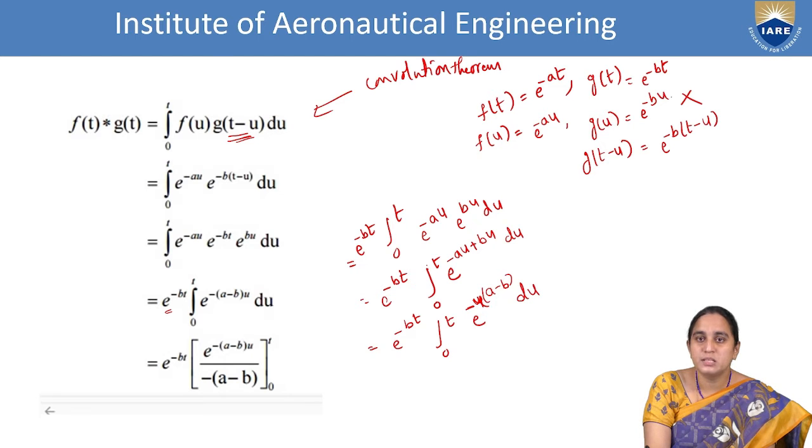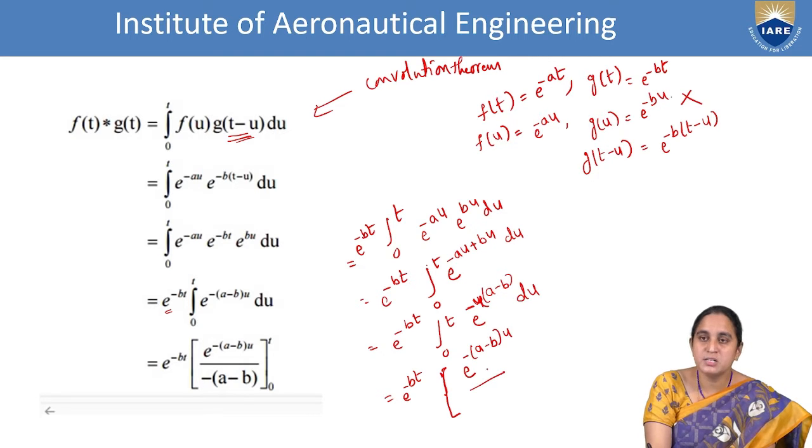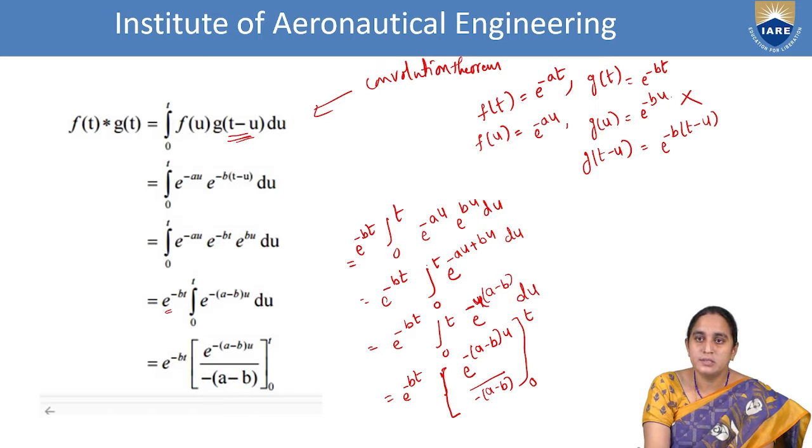Now integrate with respect to u. What is the formula for that integral? e power x integration. Here e power minus bt into, that integration is e power of minus a minus b into u by, what is the u coefficient here? Minus of a minus b. And after the integration, what are the limit points here? 0 to t.